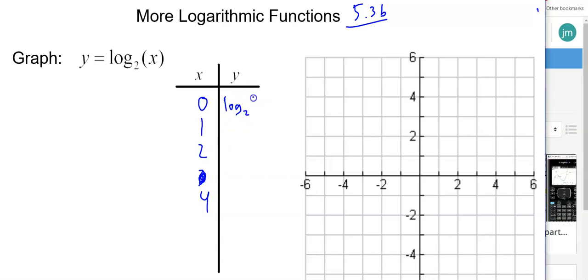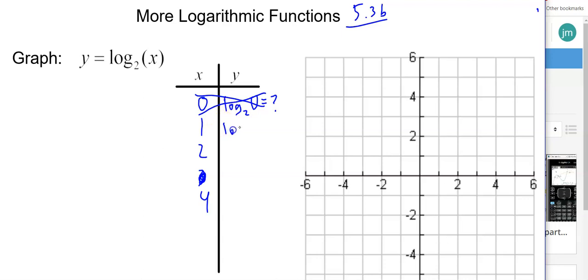Log base 2 of 0. So basically, if we're trying to figure out what that is equal to, we're asking 2 to the what power is 0? 2 to the 0 power is 1, but 2 to the what power is 0? There is no such thing. It looks like we can't plug in 0. Well, that's interesting. Okay, so let's plug in 1.